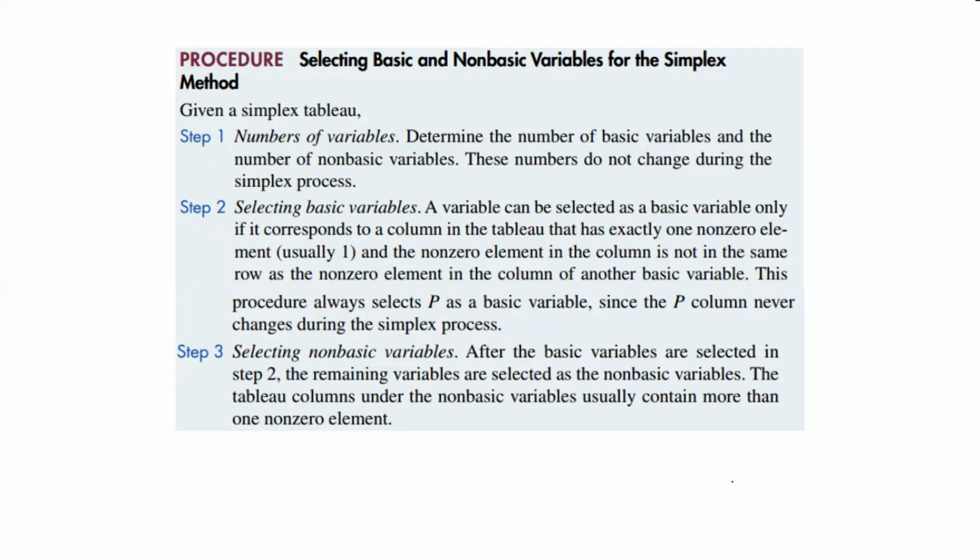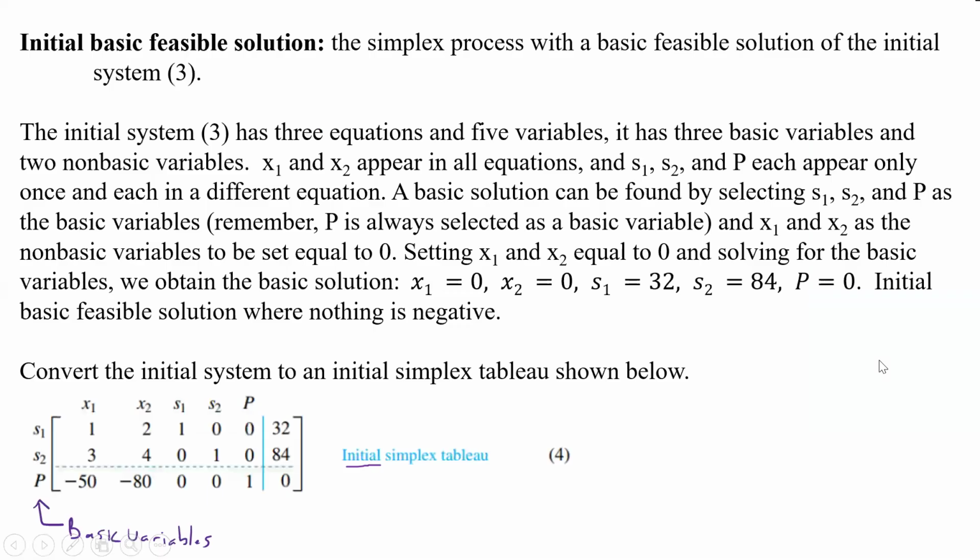Selecting the basic variables. A variable can be selected as a basic variable only if it corresponds to a column in the tableau that has exactly one non-zero element, usually a 1, and the non-zero element in the column is not in the same row as the non-zero element in the column of another basic variable. So this procedure always selects P as a basic variable since the P column never can change during the simplex process. P has that 1 here at the bottom and then the zeros, and this is never going to change. And so we always keep that as the first variable.